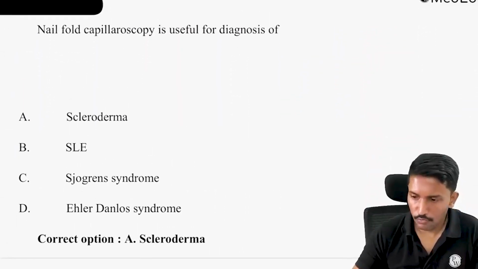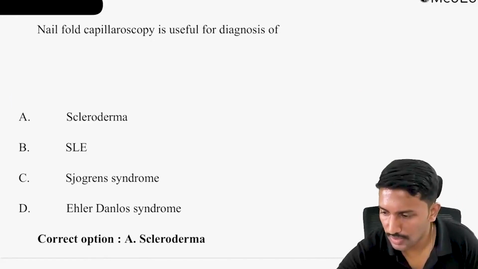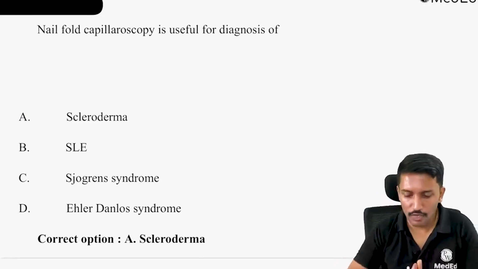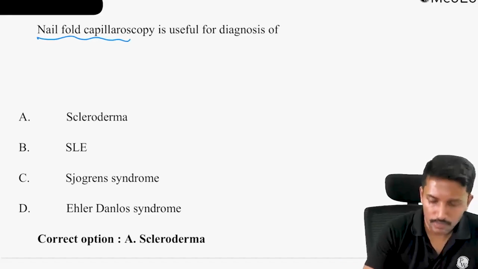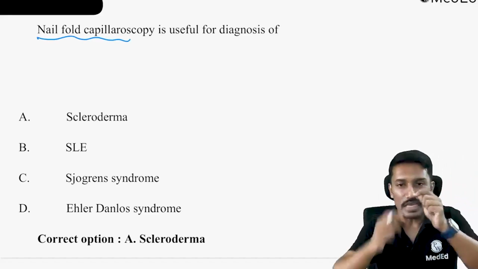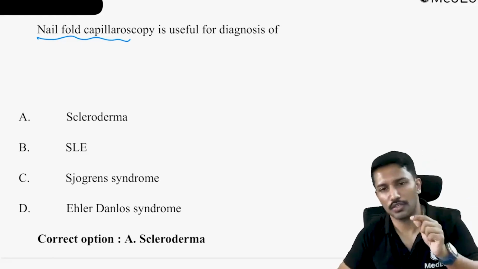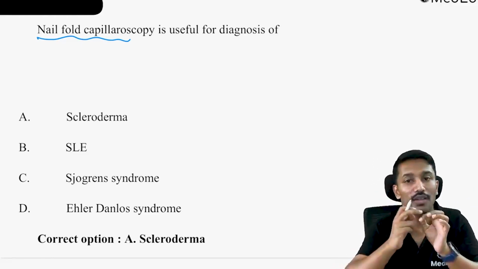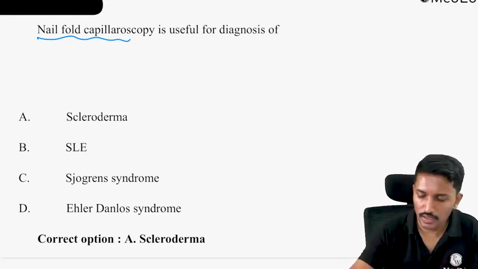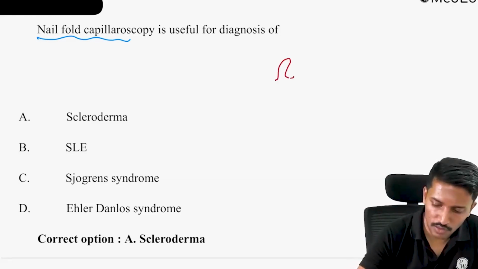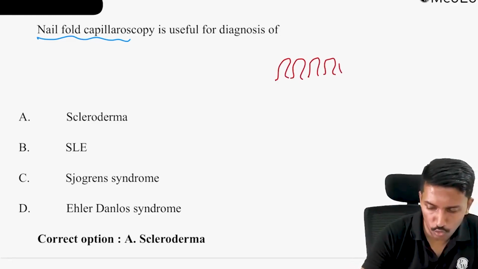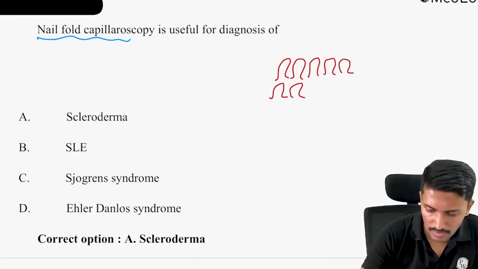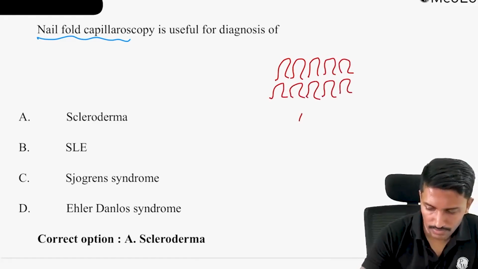Okay, next, nail fold capillaroscopy is used for the diagnosis of. Okay, what is nail fold capillaroscopy? Basically, we visualize the nail fold under oil immersion microscopy, trying to look for the arrangement of capillaries. Now in the nail fold, normally capillaries are well organized like this. You will see loops of capillaries neatly organized. That is the normal nail fold capillaroscopy.